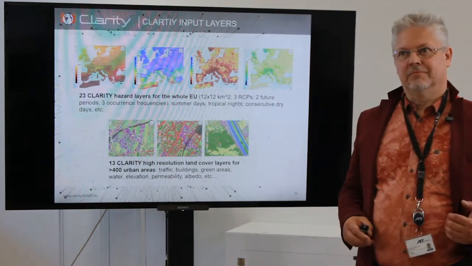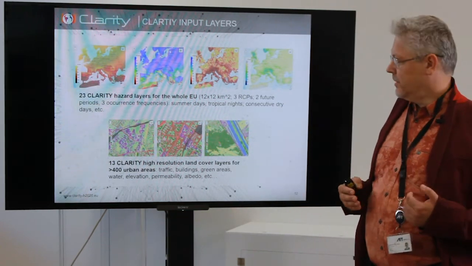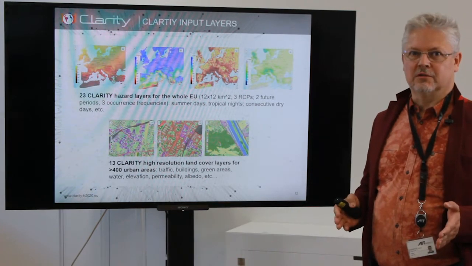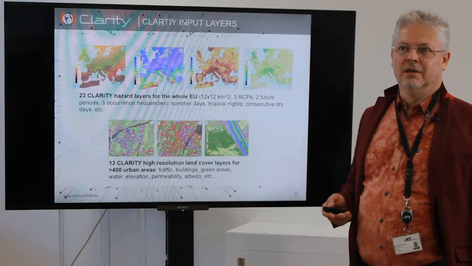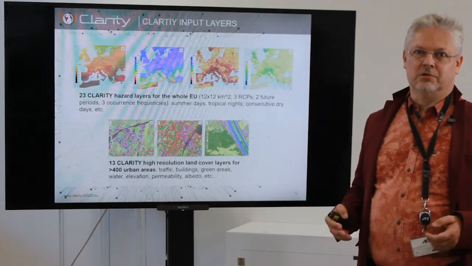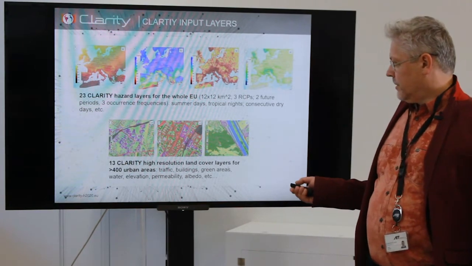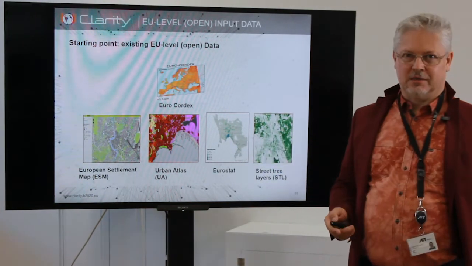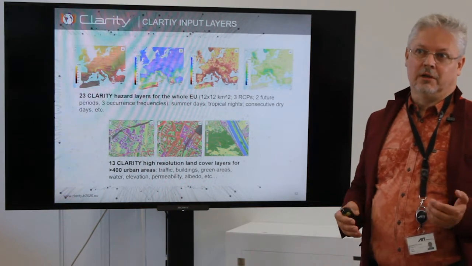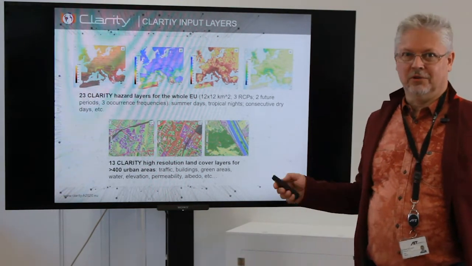Now, in this project, we have enriched this European open data set by calculating new layers based on these input ones. What we have are 23 hazard layers for the whole of Europe, at 12 by 12 kilometers. They were made by our partner Zank in Austria. They give you information, for instance, on how the heat episodes will be in the future, how the droughts will be, how many episodes of strong rain, etc. The second part, based on this European settlement map, Urban Atlas, etc., gives us a land cover. In our opinion, at least for our needs, it's more useful than those input layers. If you're happy with them as they are, fine. If not, you can also use ours.